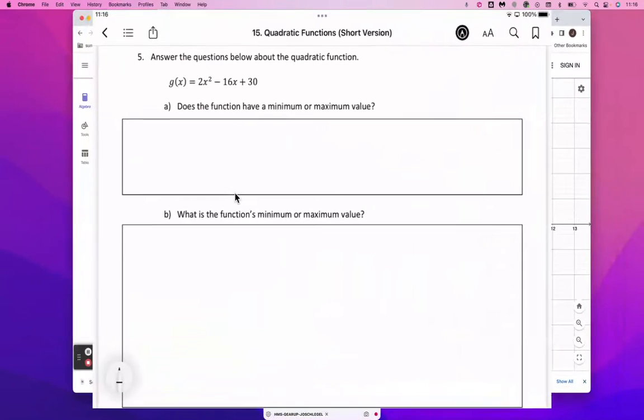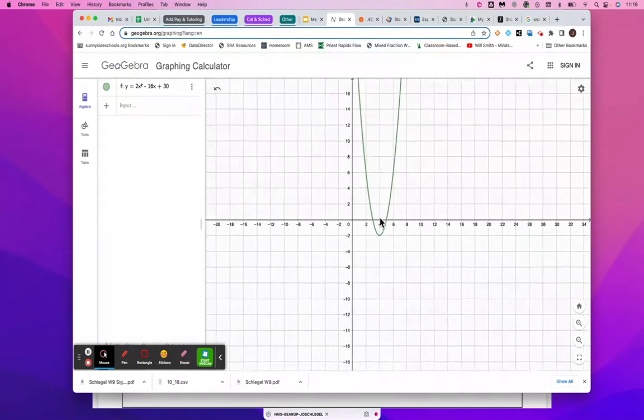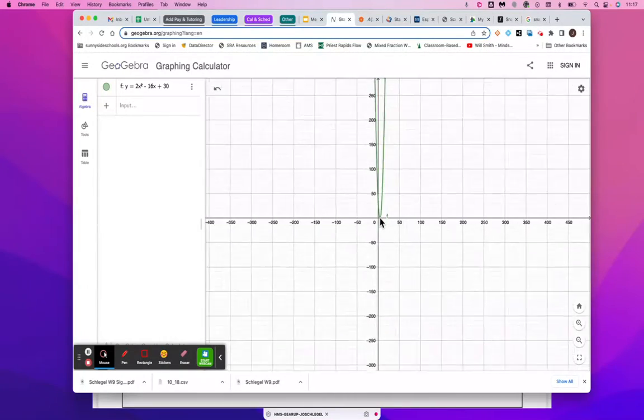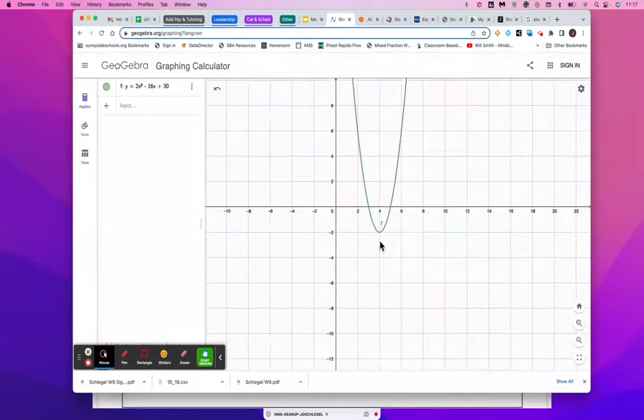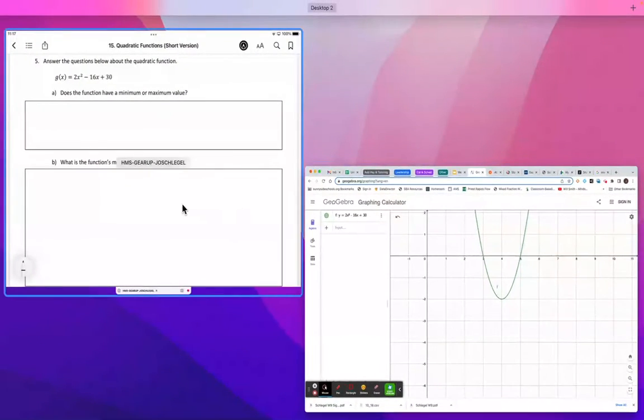And so a couple things to know. Number one, our leading term is positive, and so this function is going to open upwards like a smiley face. And so it's going to have a minimum because it's got a definitive bottom to it. And if you kept following this thing up, you could follow it up forever. It would just keep going. But right there, it does not go any lower than -2. And so we will see that our minimum point is going to be the coordinate for -2. We'll get to that in a little bit.